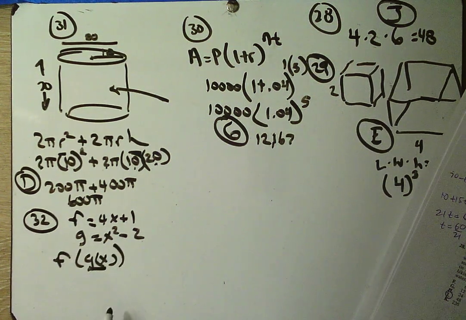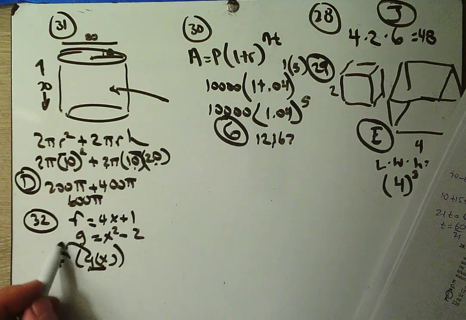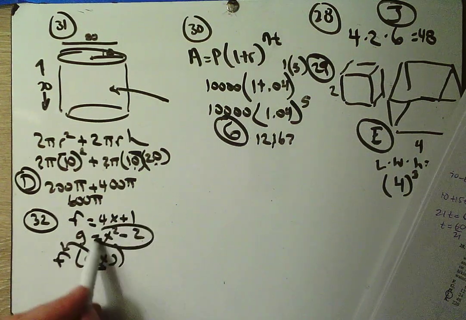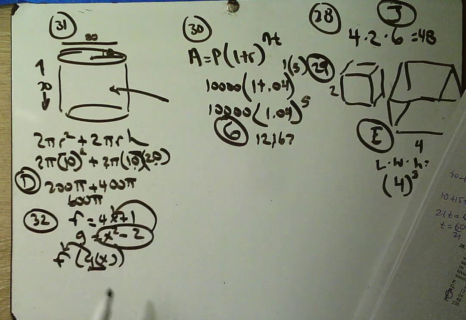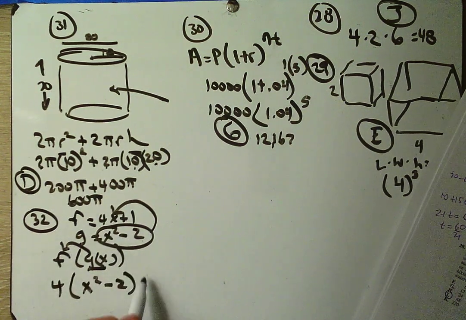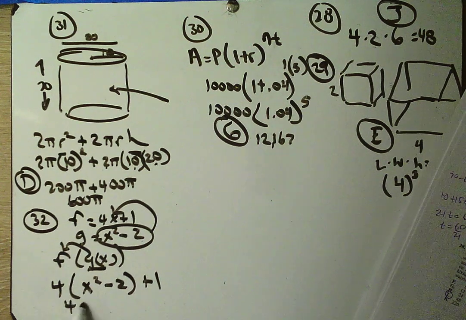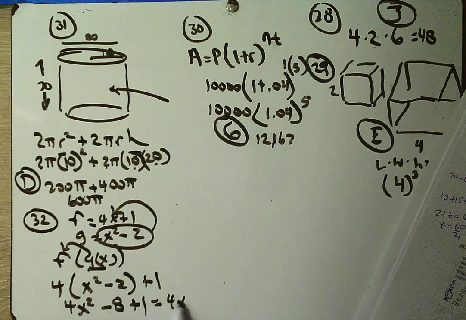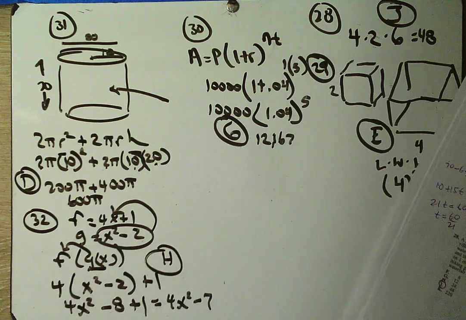Well, that means I need to plug G of x inside the F function. So I'm going to take this and plug it in there: 4 times (x squared minus 2) plus 1. So I get 4x squared minus 8 plus 1, or 4x squared minus 7. And that's choice H for number 32.